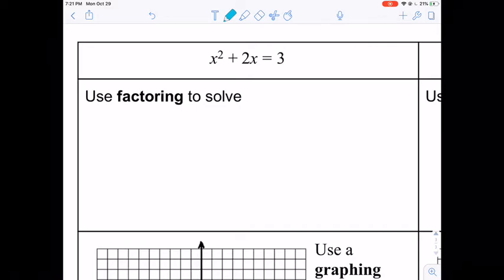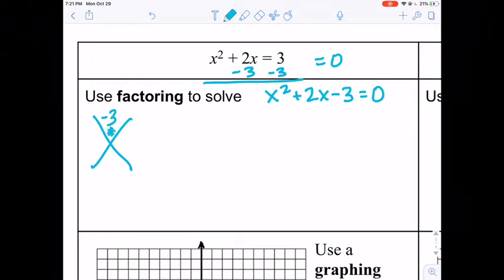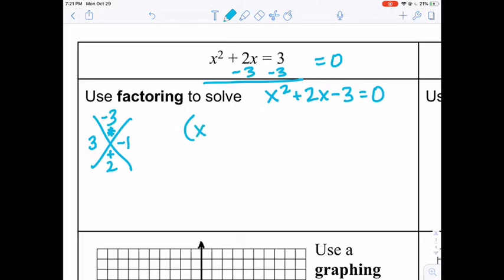So I know that in order to solve, it needs to be equal to 0. So I'm going to subtract that 3 to the other side. So really, I'm going to be using x squared plus 2x minus 3 equals 0. So for factoring, I know that negative 3 is what I'm multiplying to get, and I'm adding to get 2. So I'm going to use 3 and negative 1, so that I would have x plus 3 and x minus 1 equals 0.